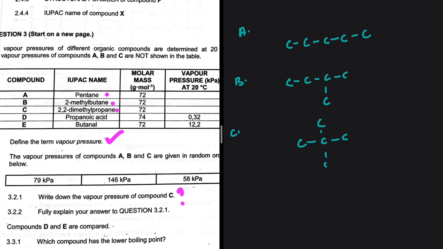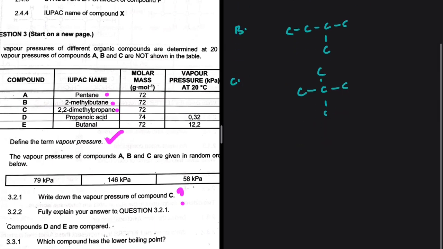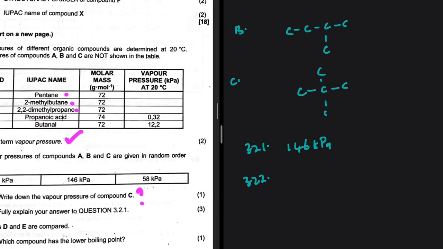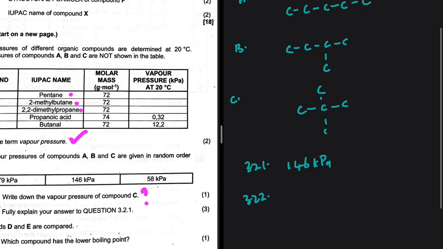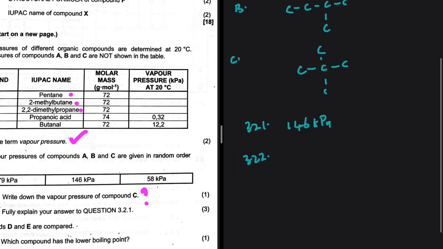The highest vapor pressure. The answer to 3.2.1 should be 146 kilopascals. That is 3.2.1. For 3.2.2, we are supposed to explain why we are saying that, and that is for 3 marks, right? So take a look at A, B, and C. How do these three compounds differ? They differ in the degree of branching, right?